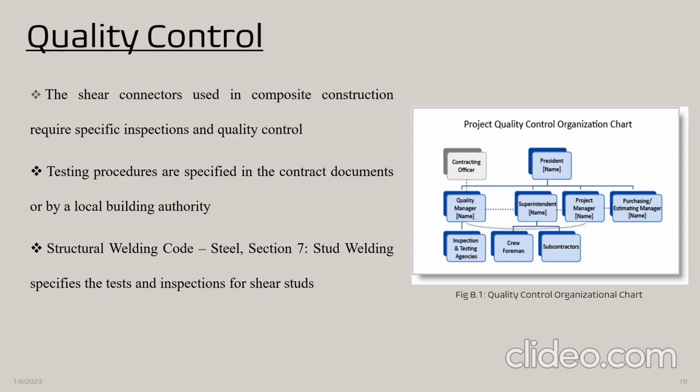How does the project quality control organization chart work? The contracting officer gives the command to the president. Under the president there are 4 members: quality manager, superintendent, project manager, and purchasing and estimation manager. Under the superintendent are the crew foreman and subcontractor, whose work is to inspect the whole process. And under the quality manager are inspection and test agencies, whose work is to test the components and the raw material.